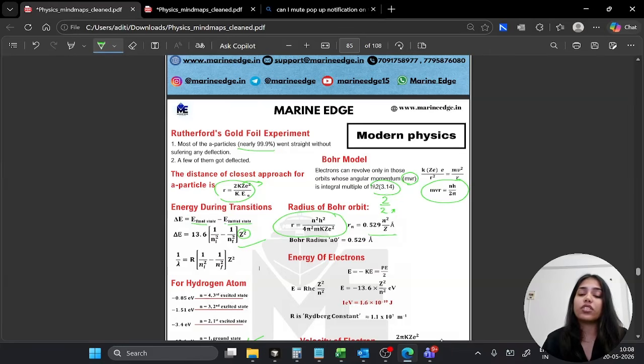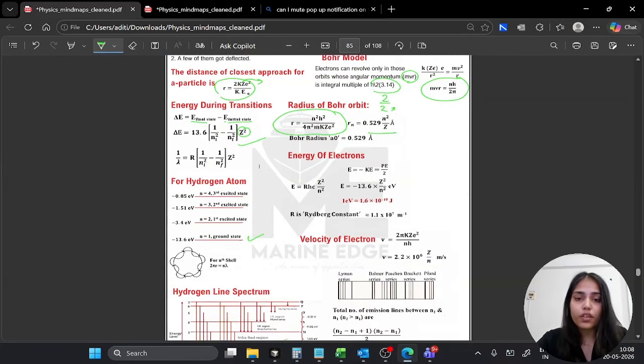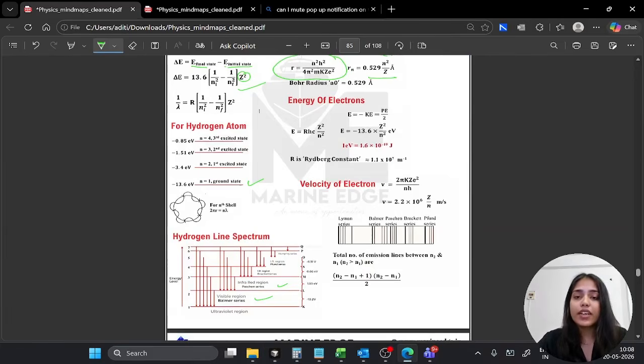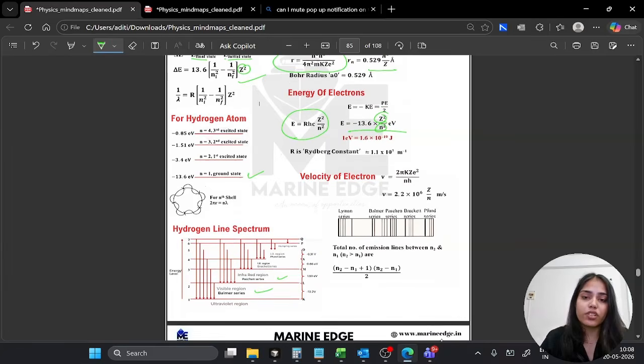This is the radius of each shell or each orbit. The energy of an electron, that is the kinetic energy, is equal to half the potential energy, and this is the energy of the electron: 13.6 into Z squared, that is the atomic number, divided by n squared, where n is the shell number. And R here is the Rydberg's constant. The value of the Rydberg's constant is 1.1 into 10 to the power 7.